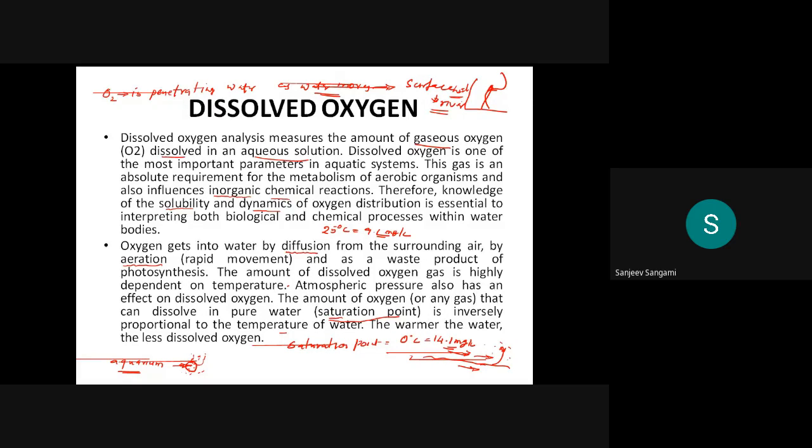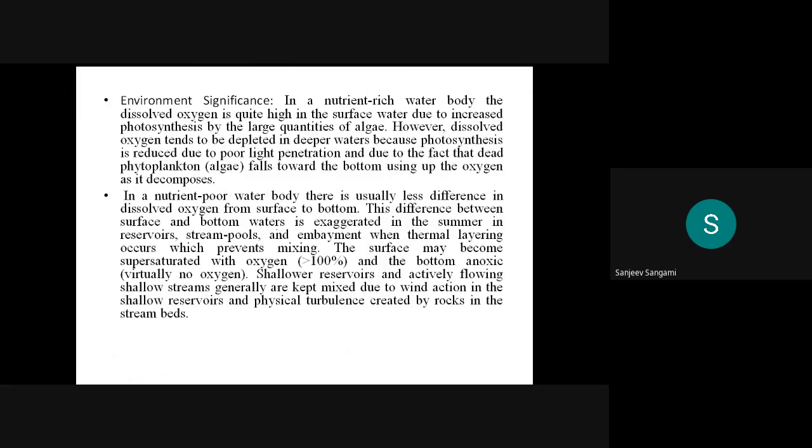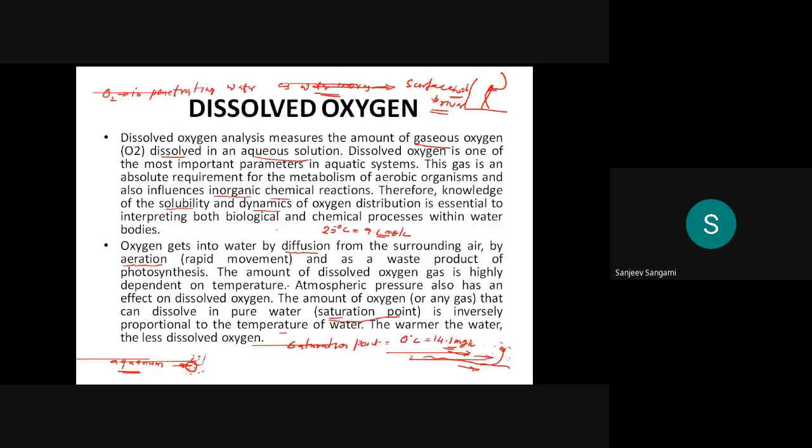So the saturation point we are discussing is very important. As the temperature goes on decreasing, at 0 degrees the maximum it will reach is 14.1 milligram per liter. That is the saturation point of the dissolution of oxygen in the water. And at 25 degrees centigrade normally the oxygen will be 9.1 milligram per liter. The environmental significance of this dissolved oxygen we'll discuss in the next class.